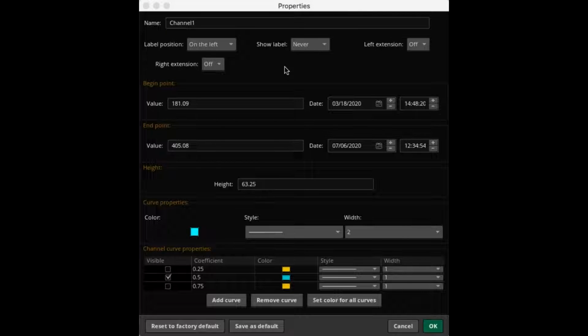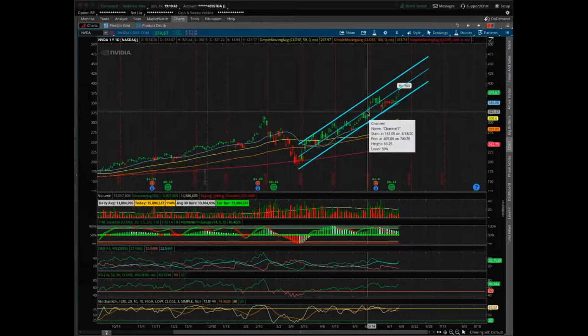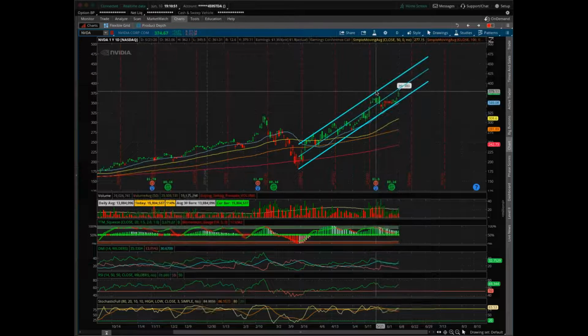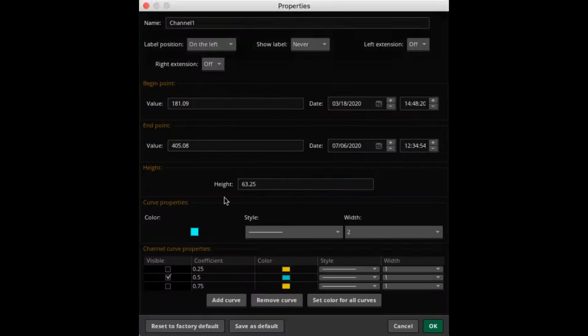Once you do that, you have that middle support resistance line. How did you get your outer two lines blue? Mine are black. So you click on edit properties, and then go to curve properties and change those to blue, or whatever color you want. Oh, okay. So right here, curve properties and color. Okay, now mine looks like yours.